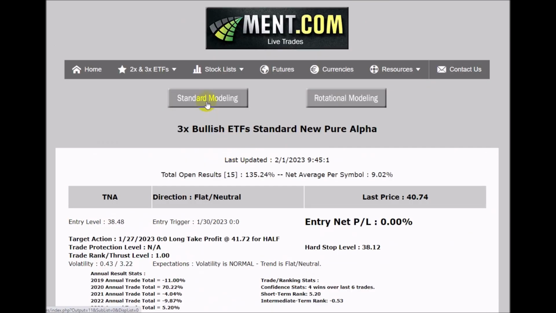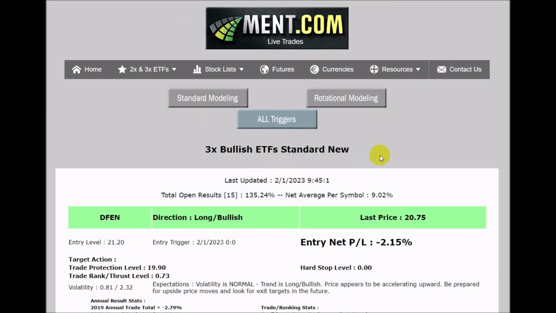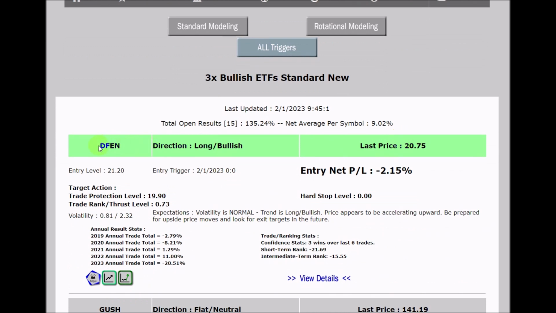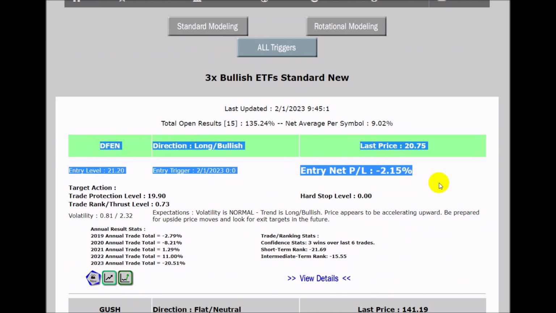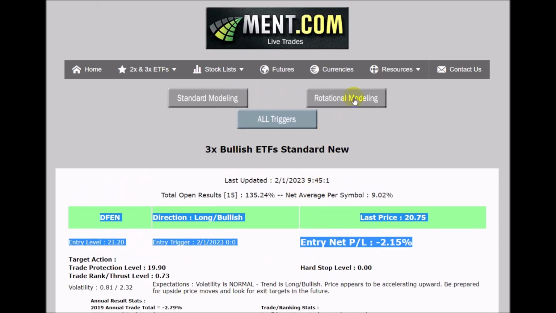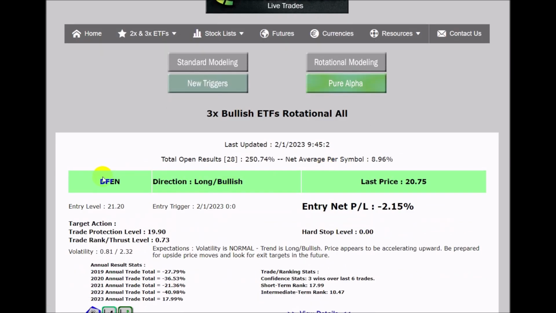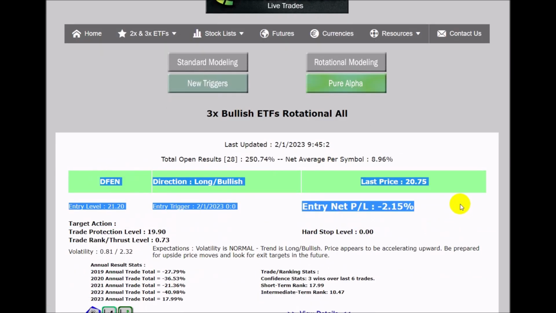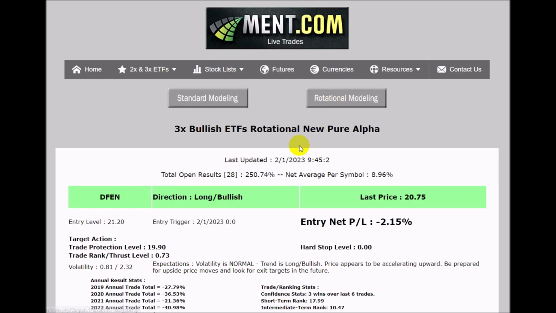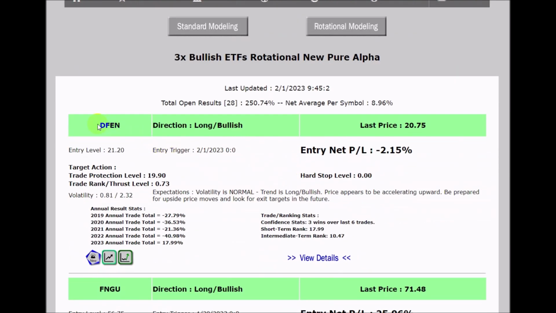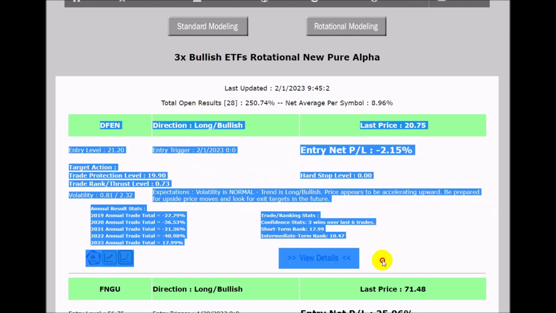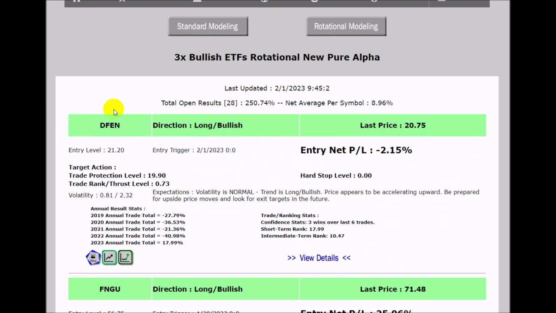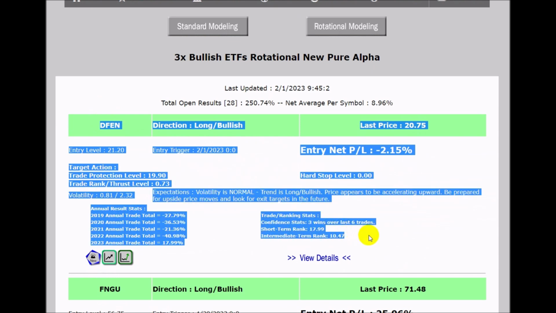We could come back over here, go back to standard modeling, go back to new triggers, and see what we have here. We have a new trigger here, DFEN. Okay, we have a brand new trigger as of this morning, 2120. Last price is 2075. Let's see if it matches with our rotational modeling system. Does DFEN match the rotational modeling system? It does not. Let's see if it did not. Oh, it did match. Wow, on the pure alpha. So DFEN is a pure alpha brand new trigger that matches what we can use for a trading system.